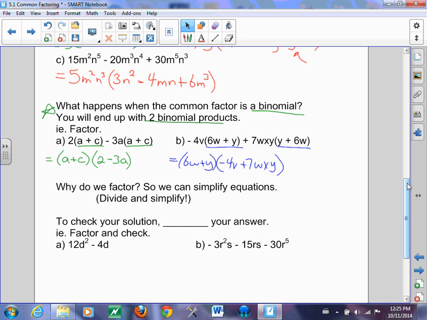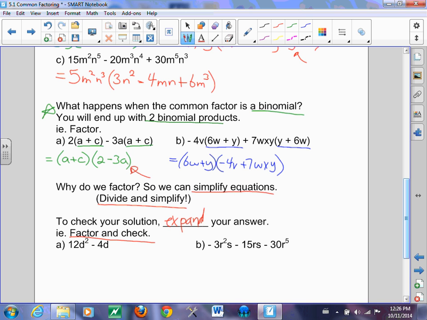All right, why do we factor? So we can simplify equations. I want to also get you to think that we're going to be ending up in what's called factored form. And that's one of the forms of the quadratic, which tells us the zeros or the x-intercepts. So that's another thing we do it. But remember, when we ask to factor, you're going to divide and simplify. But to check your solution, you do the opposite. So the opposite of dividing is multiplying. And what do you do for that? You expand. Okay, so this one says to factor and check. So you're going to factor it first, do the opposite, and make sure you get back to the original question.